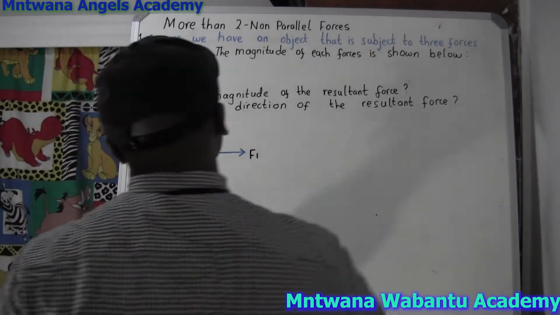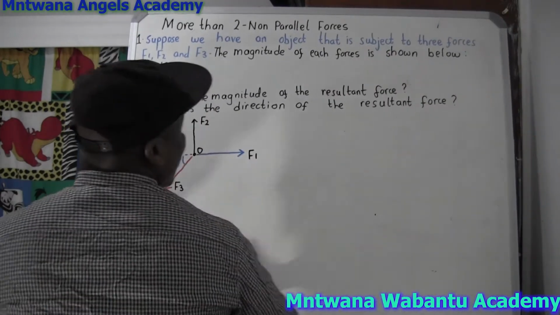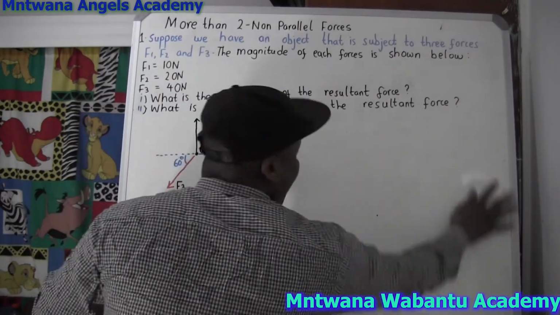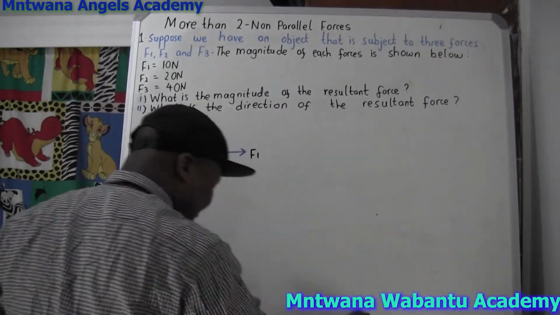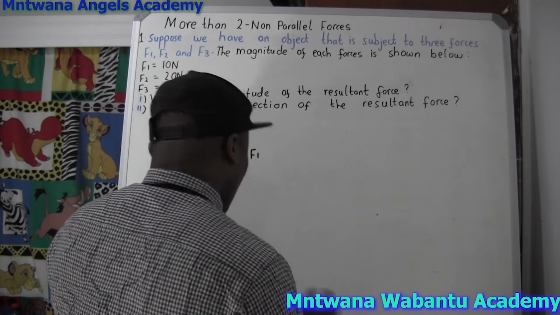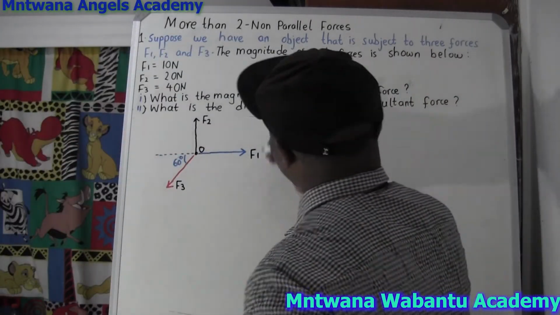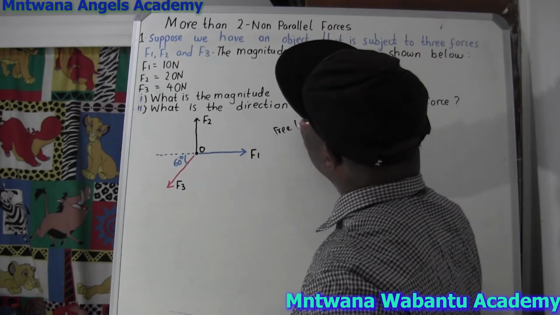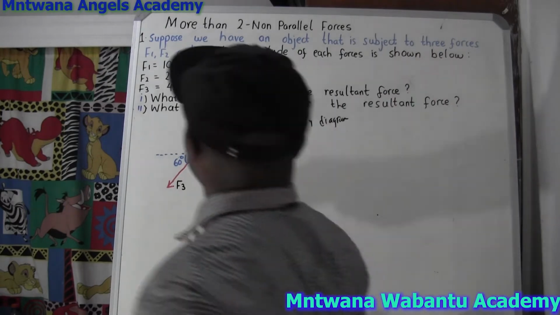So first and foremost, this one is called a free body diagram. Just in case you don't know, it's called a free body diagram. Now let's go inside this. First, I'm going to have to resolve this vector. Let's resolve. This is a free body diagram. Now, what am I going to do?